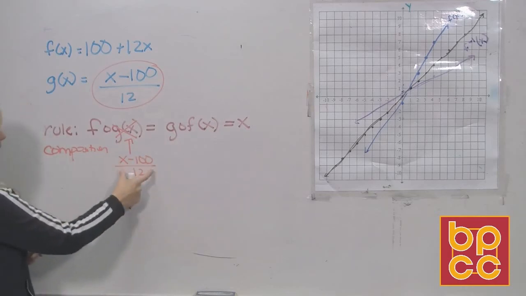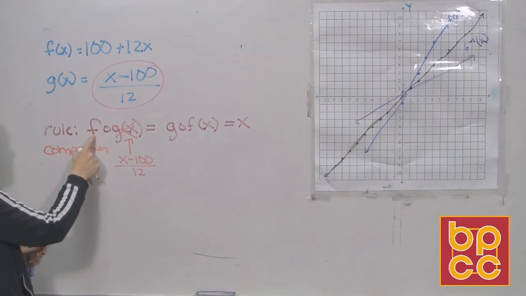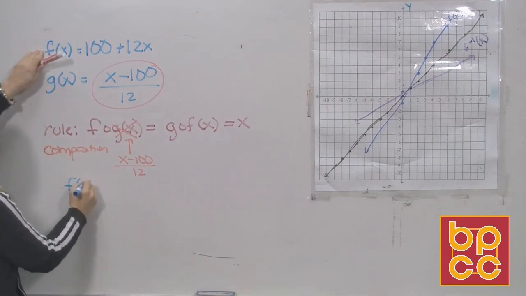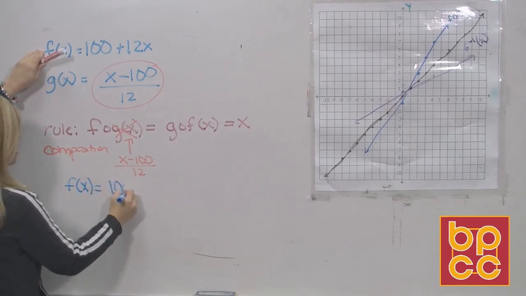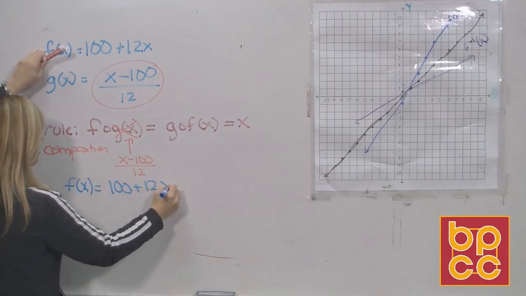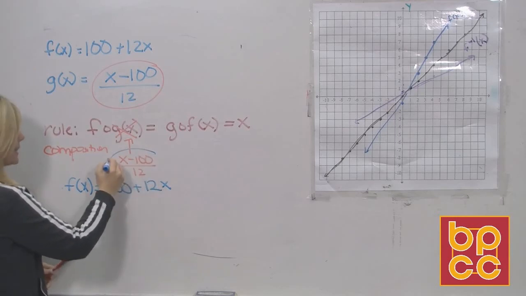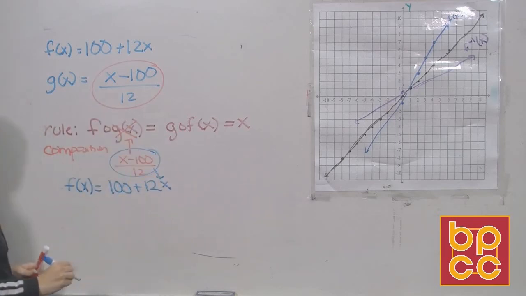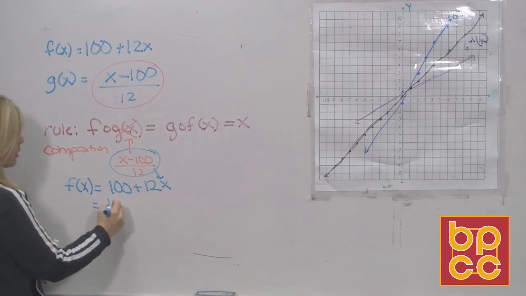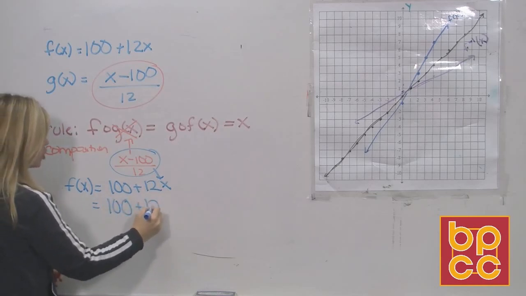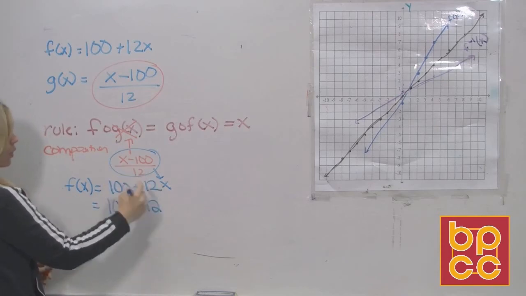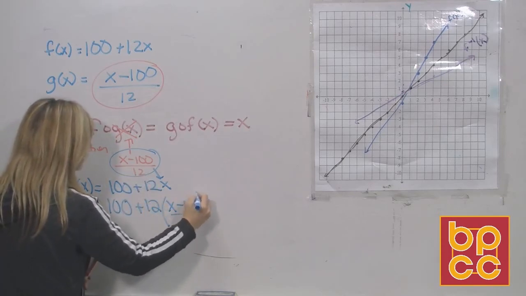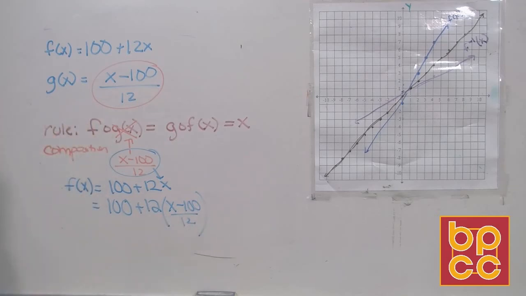What we're going to do is take that and now substitute it into f. So if we go up to the top here, f of x equals 100 plus 12x. We're going to take this, what g is, that function g, and put it in the spot for x. So now we're going to do some algebra. We're going to write 100 plus 12. We're not going to write x. We're going to write this lovely fraction, x minus 100 over 12. I know what you're thinking. Oh my, we can do a lot of algebra here.